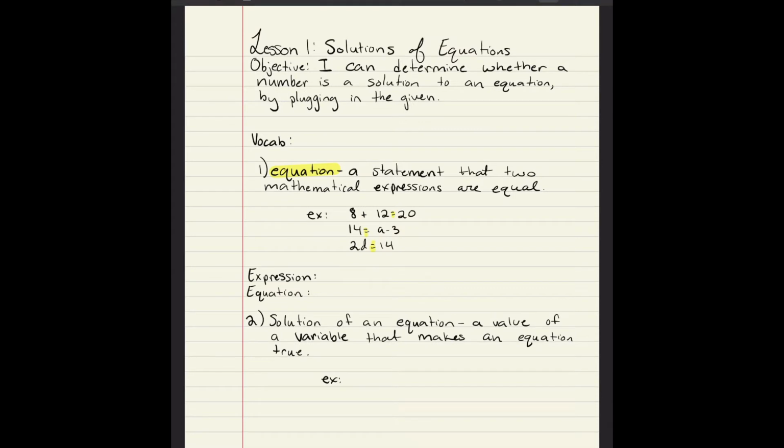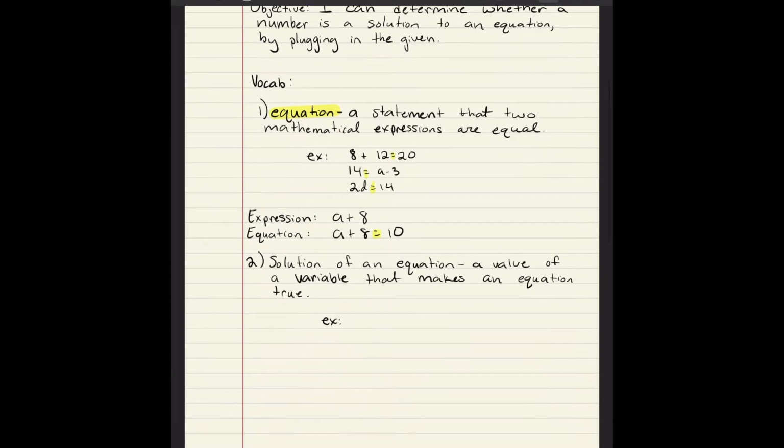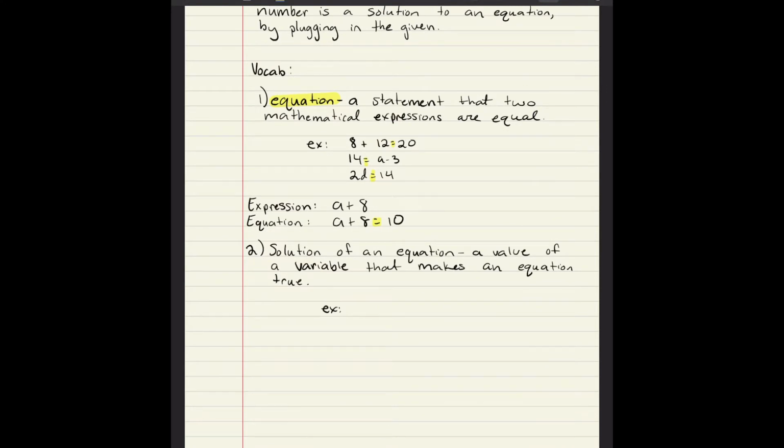So if we look at an expression, like a plus 8, let's say, that's an expression. Whereas an equation is a plus 8 equals 10. So do you see that what separates an equation from an expression is the equal sign? All right, let's look at our next vocab word, which is solution of an equation, which is a value of a variable that makes an equation true.